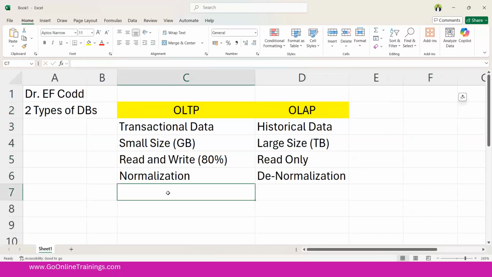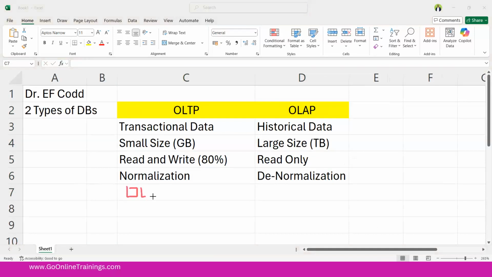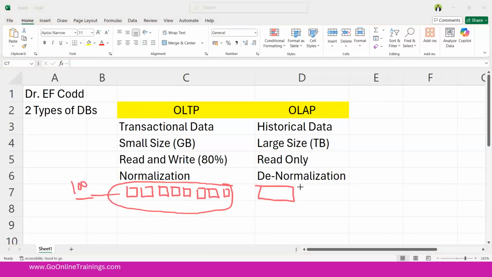Clear? So normalization will give you a lot of small tables. Hundreds of tables are going to be created. Normalization is going to be splitting data into small multiple tables, right? You may have 100 tables here, but in denormalization, you're going to have bigger tables, only a few tables, maybe 25 to 30 tables here, right? So remember, normalization will split a bigger table into smaller tables by removing the redundancy.